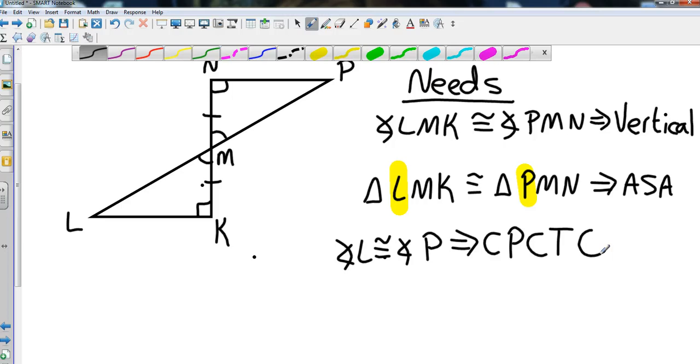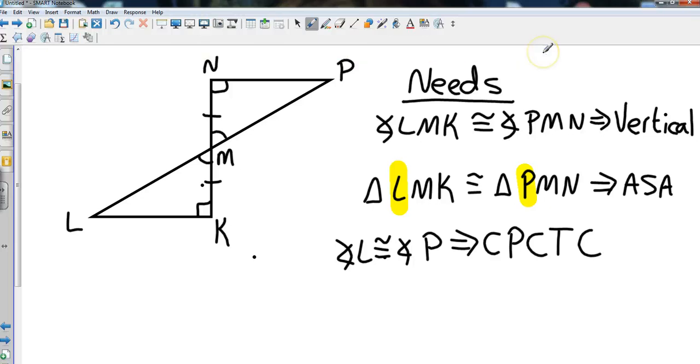At this point, we could do the other corresponding parts as well. We could say that side LM is congruent to side PM. Why? CPCTC, corresponding parts of congruent triangles are congruent. We could also say that side LK is congruent to side PN. Why do you ask? Because of CPCTC. Makes perfect sense. So once we've proved those triangles congruent by something we've done in the past, each corresponding piece is going to be congruent at that point.